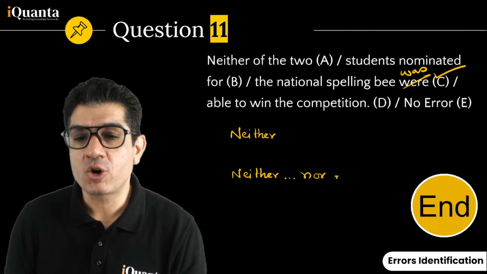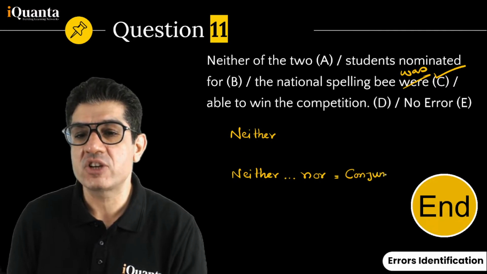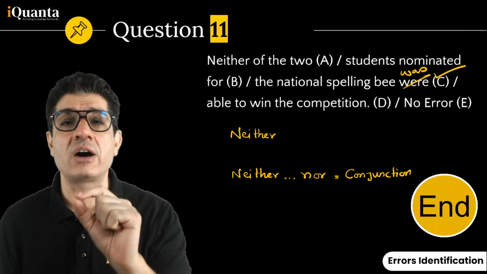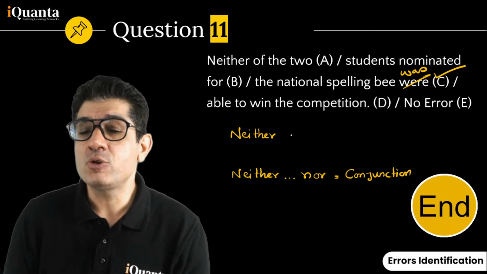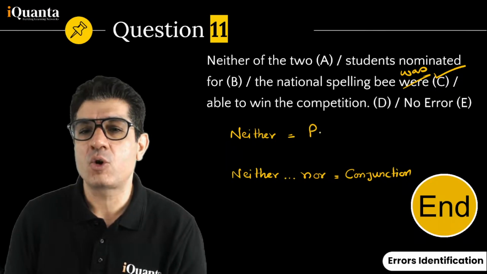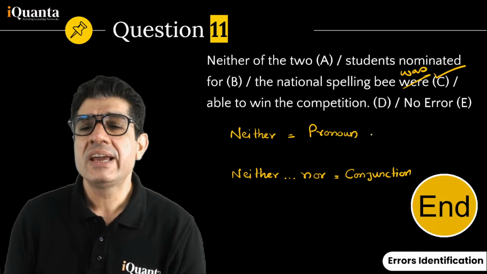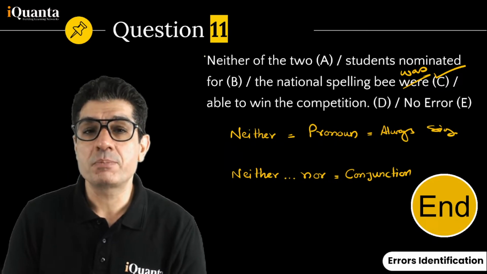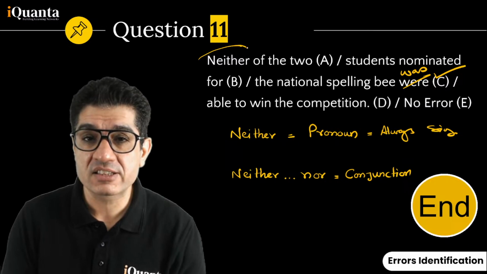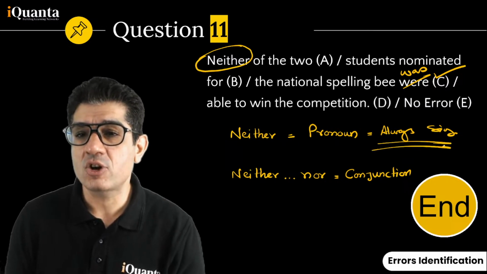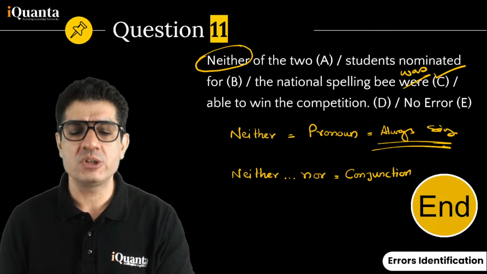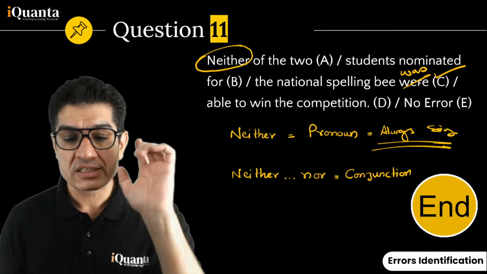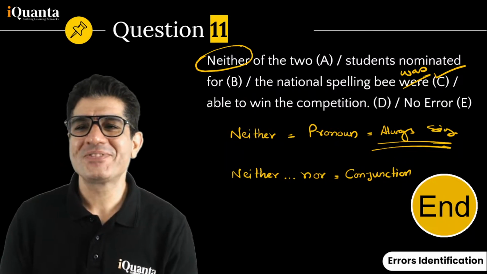So when you use neither nor, it is called a correlative conjunction. And in the case of neither nor, your verb will agree with the noun that is closer. Okay. When you use neither without nor, then it is called a distributive pronoun. And as a distributive pronoun, it is always singular. So in this particular sentence, the subject is neither, and neither is always singular, and therefore you cannot use the plural verb with it, and that is why the answer must be option C. Okay.